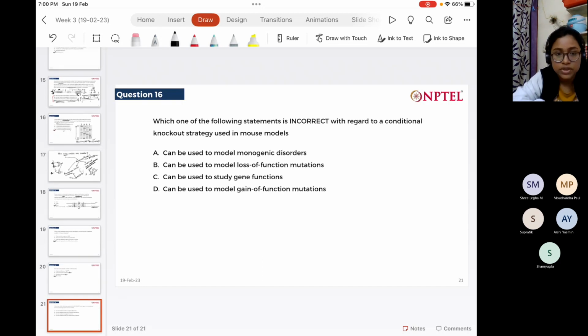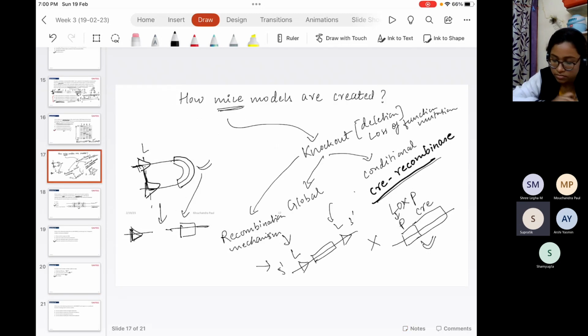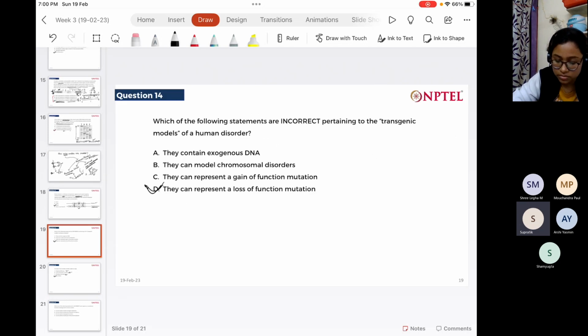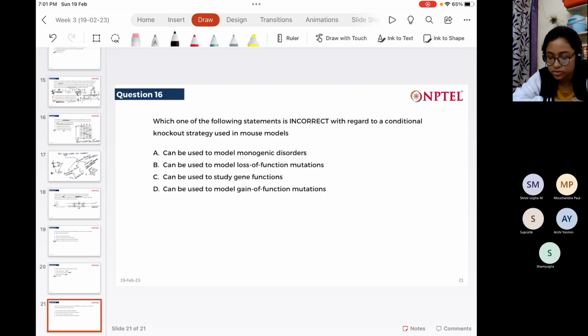Then the last question. Have you guys understood this question? Why it is D? Yeah. Can you turn the slide two slides back, because I have to see the question once. Question number 13. This one, no? Okay. Thank you. This is the last question for today's session.